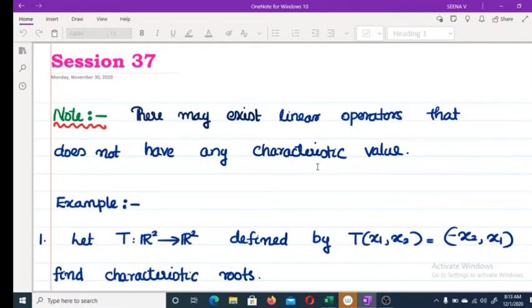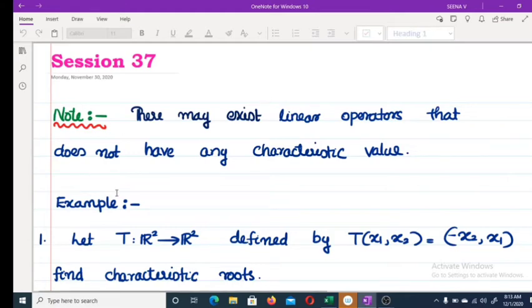Just to recall what we have discussed in our last class. We have discussed the definition of a characteristic value. A number C is called a characteristic value if there exists an alpha not equal to 0 such that T alpha equals C alpha. Then we call C a characteristic value of a linear operator T.